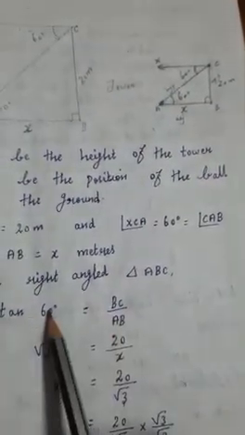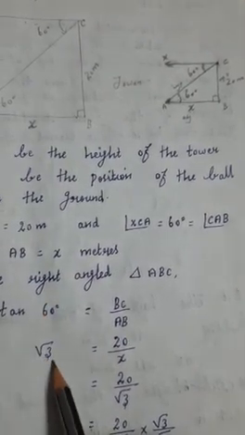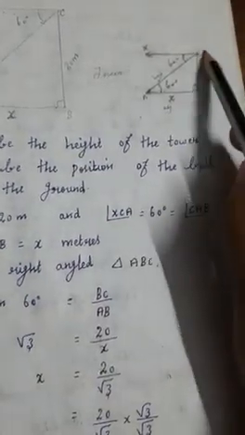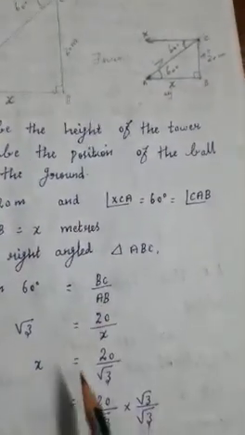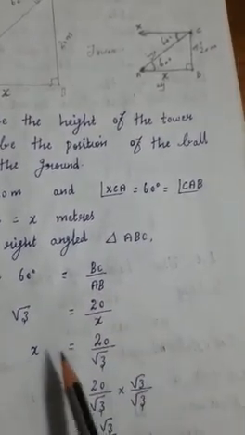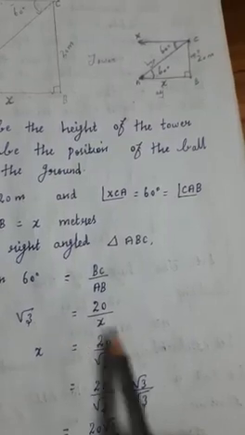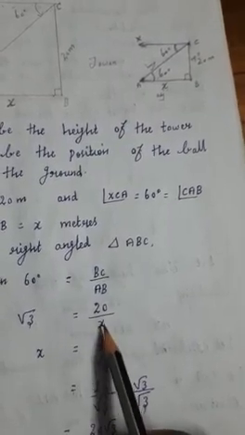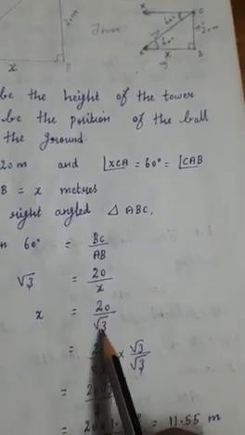Okay, so the value of tan 60 degrees from the table is √3, equal to BC, which is 20, divided by AB. What have we taken for AB? x. So instead of AB you have to write x. Now we are going to find the x value. So now x is equal to this. If you transpose this division to the other side, how will it change? It becomes multiplication. So then x is equal to 20 divided by √3.